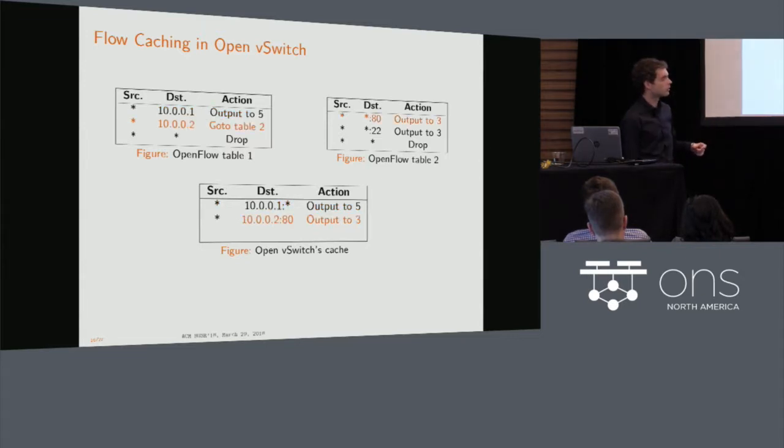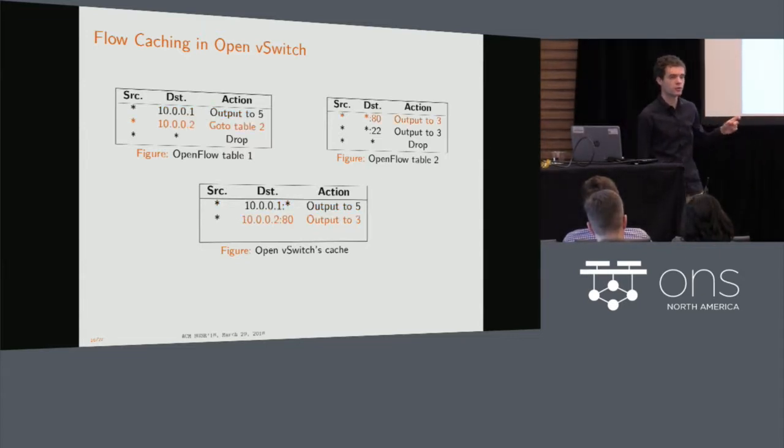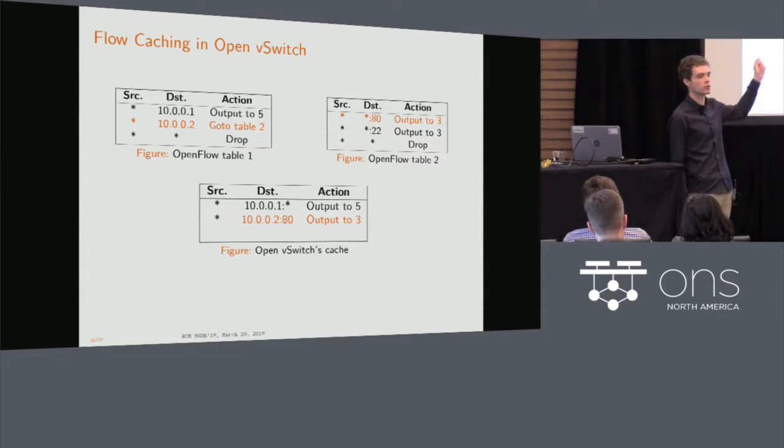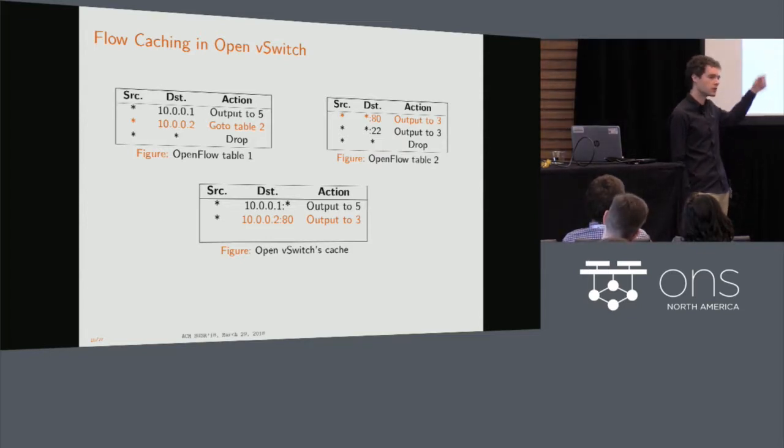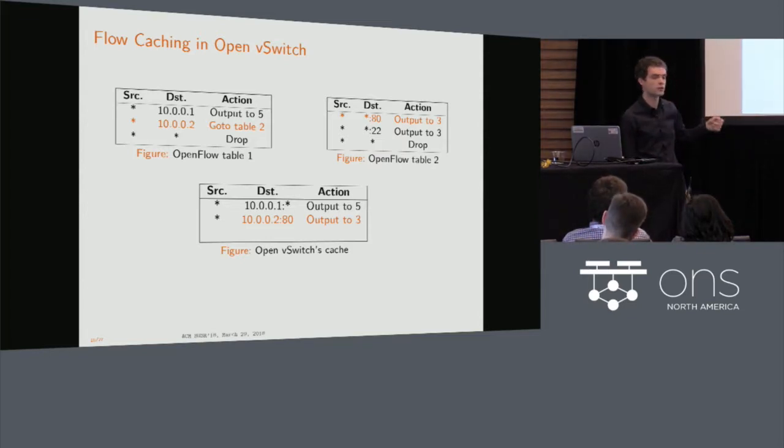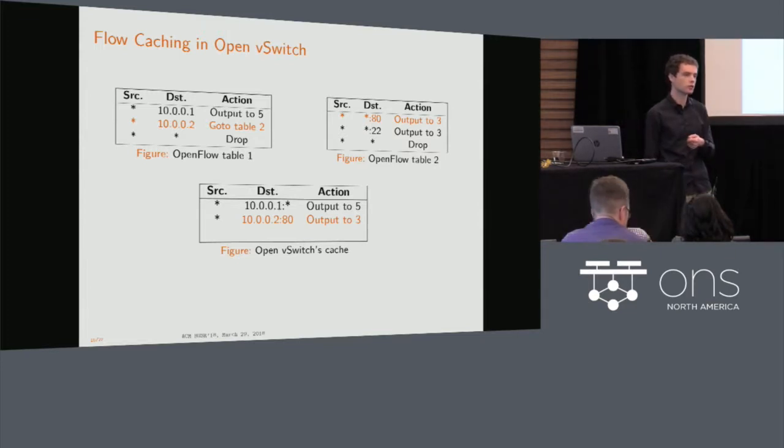If a second packet comes in and matches the second rule in the first table, we will this time have to look into the second table. In the second table, we will match on the destination port, and we will have the action again. We can install a rule in the cache saying that we matched on the destination IP address and the destination port, and the action was output to 3.